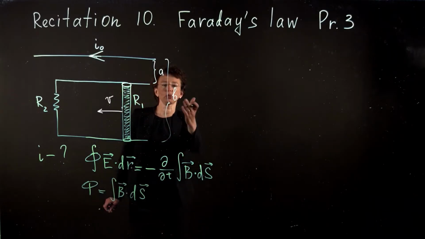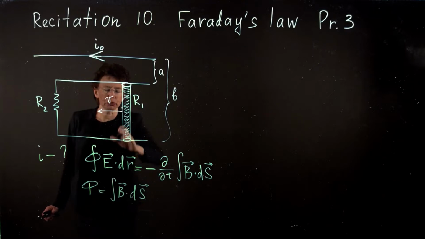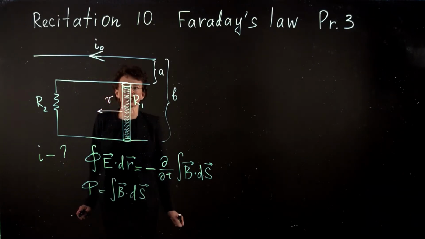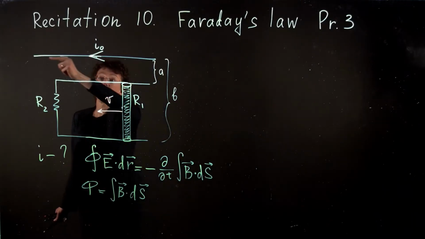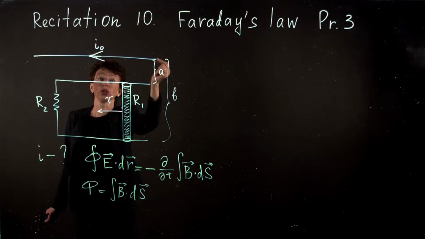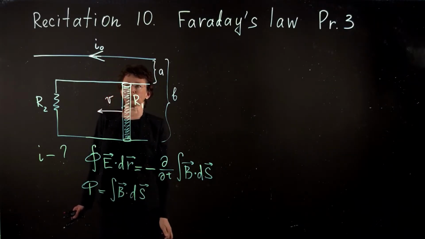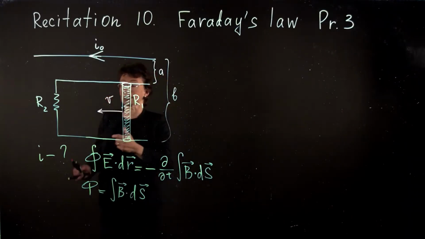The first question that we need to ask ourselves is why there will be induced current. First of all, is there a magnetic field? Yes, there is a magnetic field created by this current I₀ in this wire. What is the magnitude of this magnetic field? We need to use Ampere's law to figure it out.